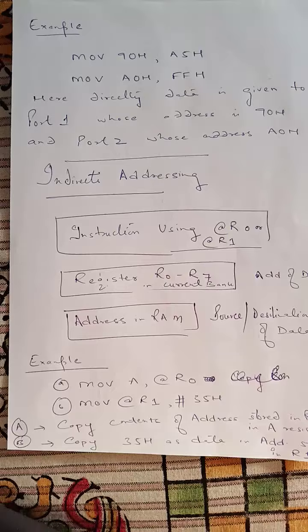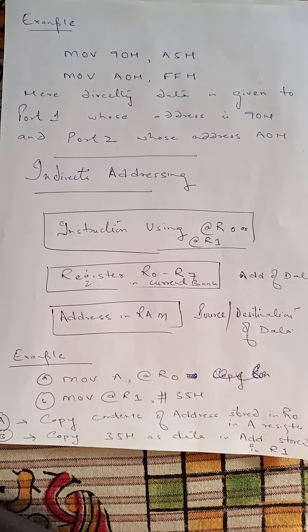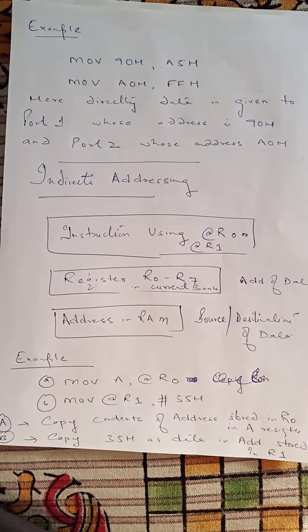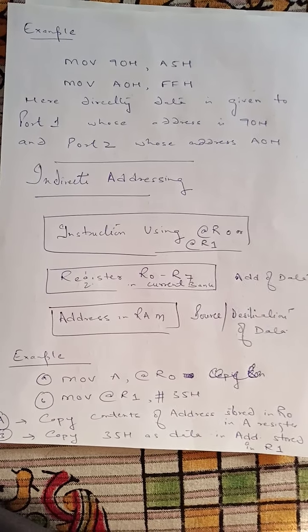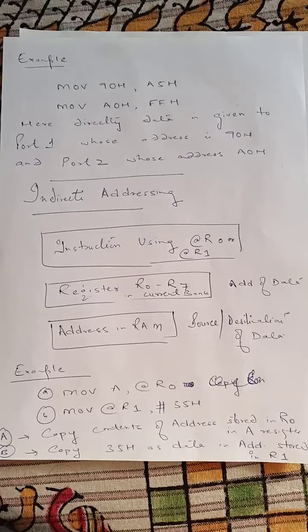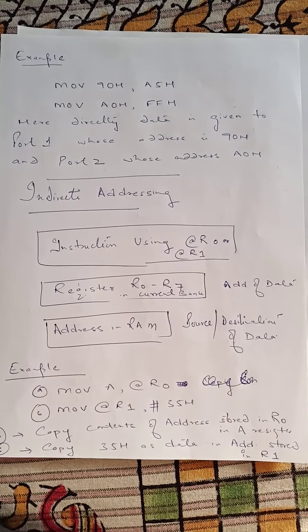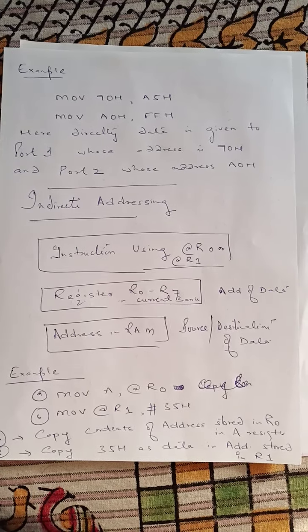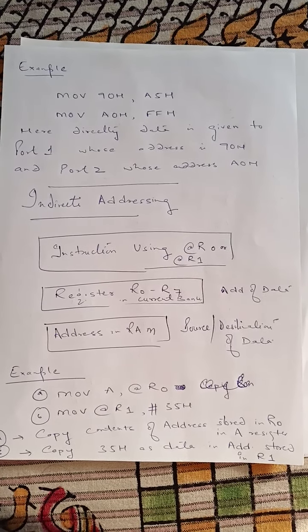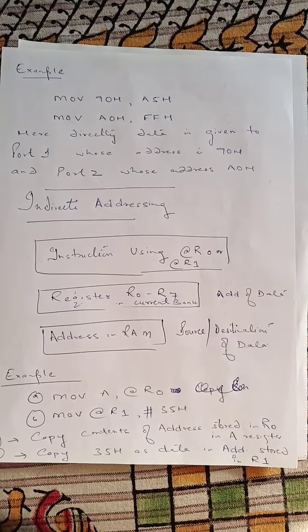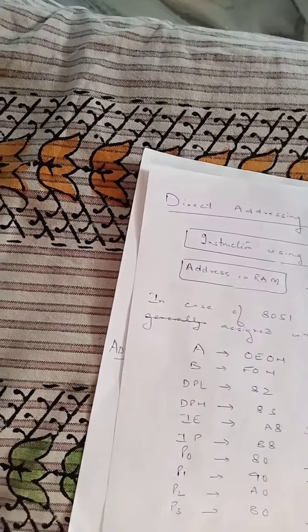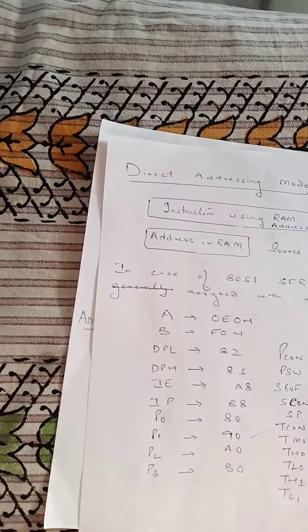So if you take the example, it is very much clear that neither 90H nor A5 is data. In this case we simply say that we want to transfer the contents of one address, one data which is stored at some address, to 90H. This means 90H is basically port 1 data.